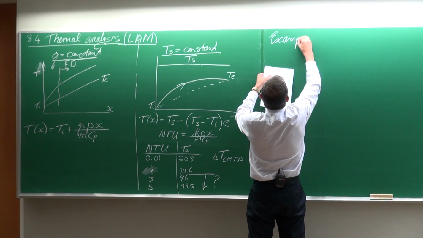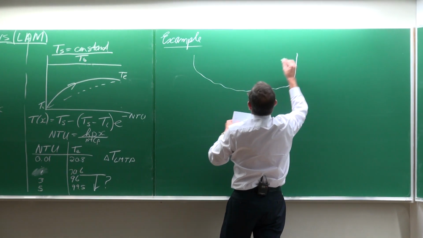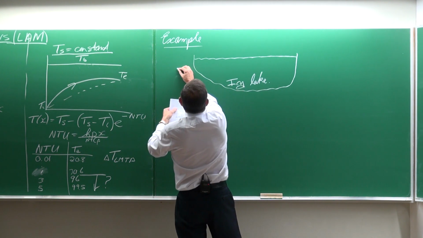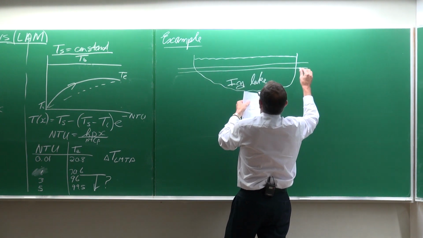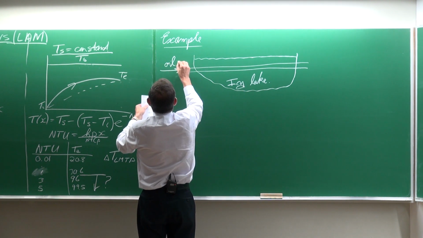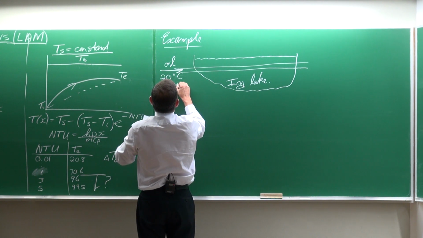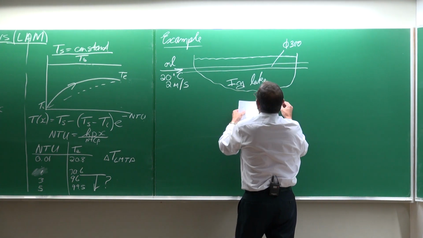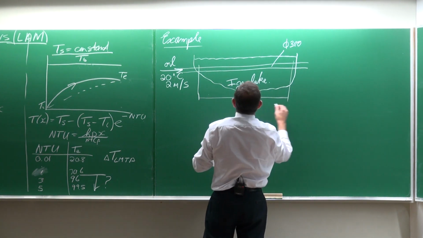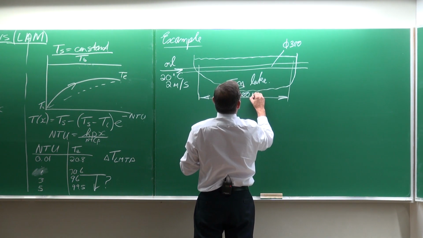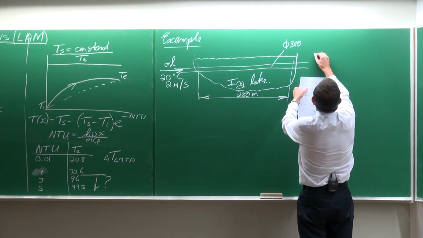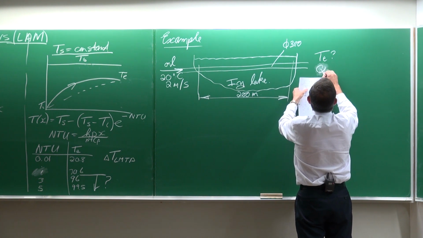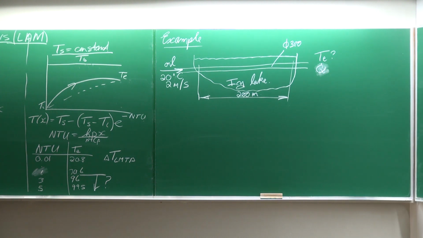This example is of an icy lake. Underneath this lake, we've got oil which is being pumped. The inlet temperature is 20 degrees Celsius, and the velocity is 2 meters per second. The diameter of this pipe is 300 millimeters, and the distance is 200 meters. We need to determine the outlet temperature of the oil, the heat transfer rate, and the work required by the pump.